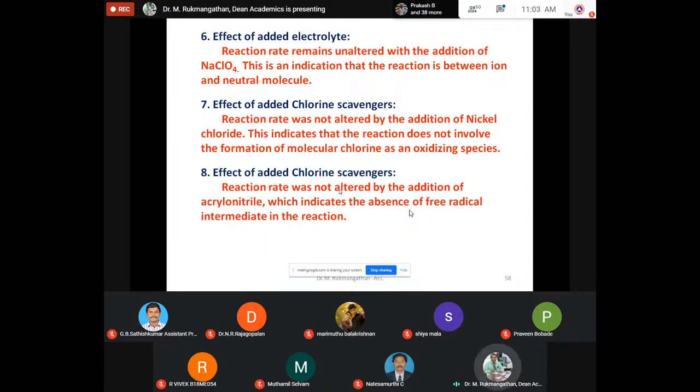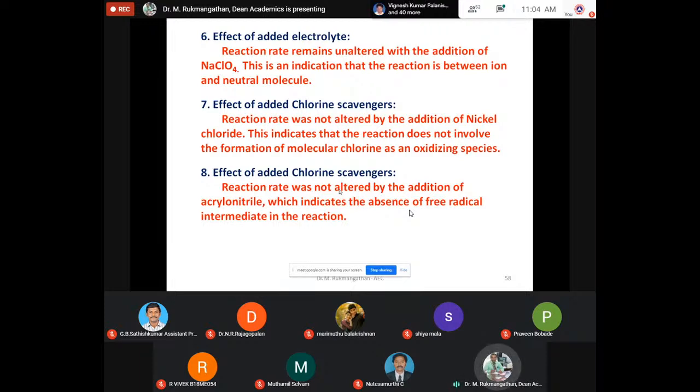These are the various effects. Sodium perchlorate is an electrolyte. A kinetic run has been carried out with the additional reagent, sodium perchlorate. When sodium perchlorate was added, there was no change in the reaction rate. Since there is no change in the reaction rate, we can conclude that the reaction is between an ion and a neutral molecule in the rate determining slow step.